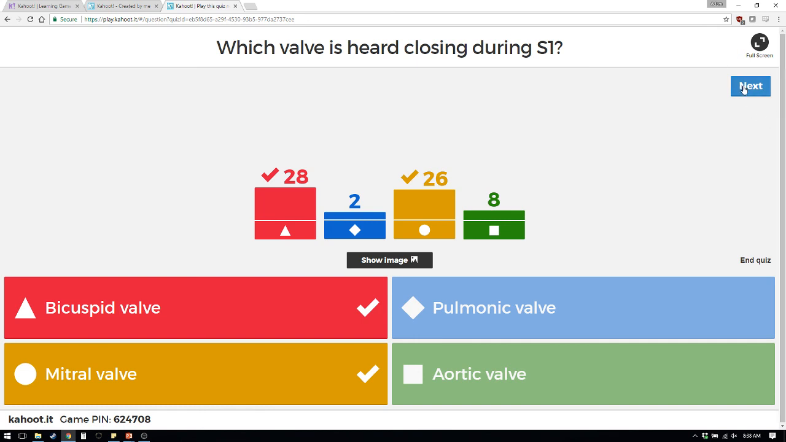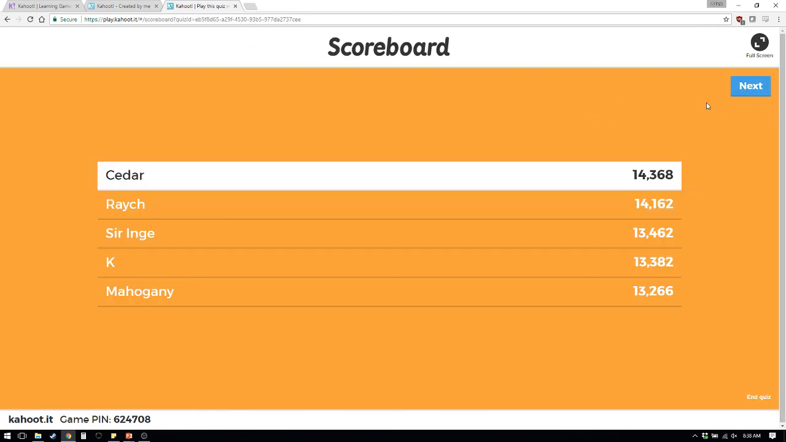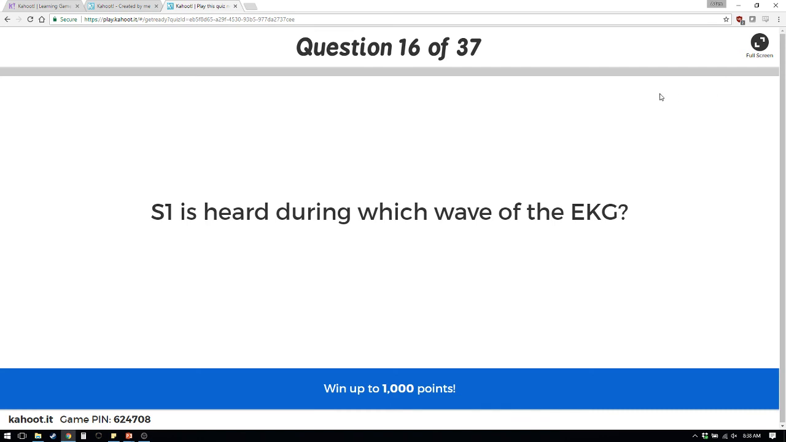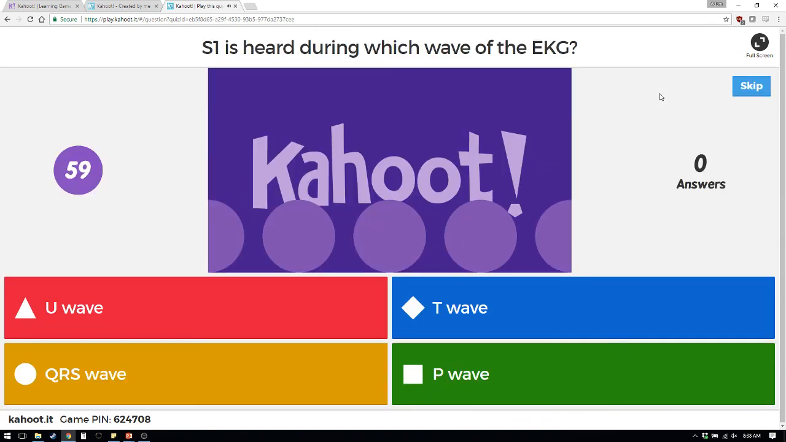Okay, so question we're on. Cedar's still killing it, but it's a close race there. Okay, let's see. All right, so one more question. We can maybe take a break. That's a halfway mark. All right, S1 is heard during which wave of the EKG? This one should be pretty easy based on what we just did.